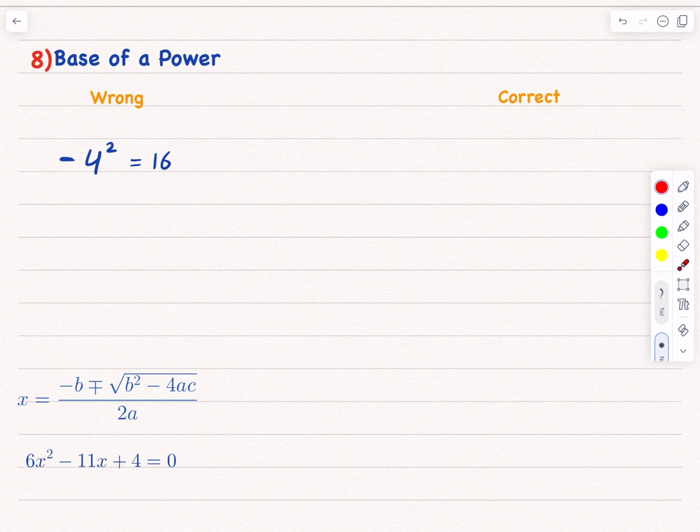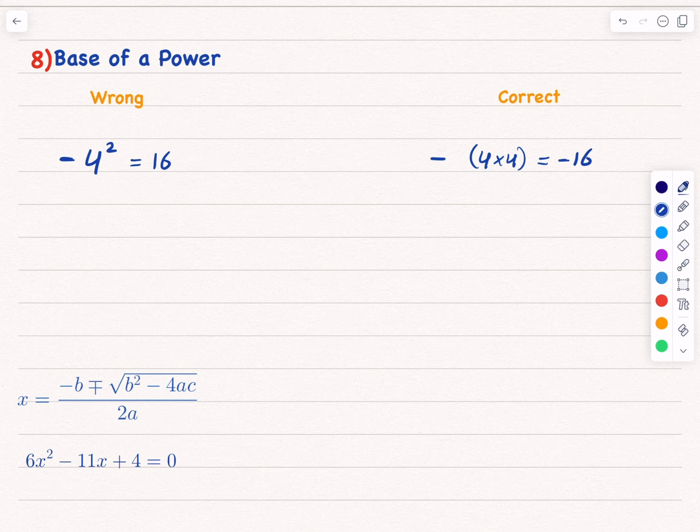Yes, we know that when we square a negative number it would be positive, but here we're not squaring a negative number. Actually here we are squaring only the 4, not with the negative, because only 4 is under the square, not like this negative 4. So to do it in the correct way, the negative stays as it is. The 4 squared can be written as 4 by 4. 4 by 4 is 16, so it's negative 16.